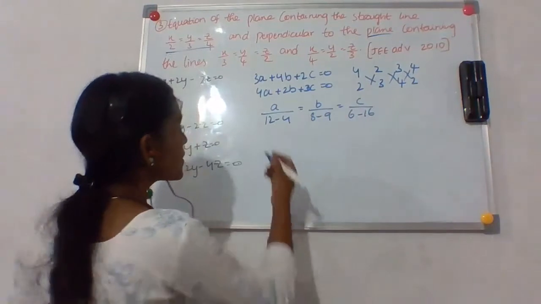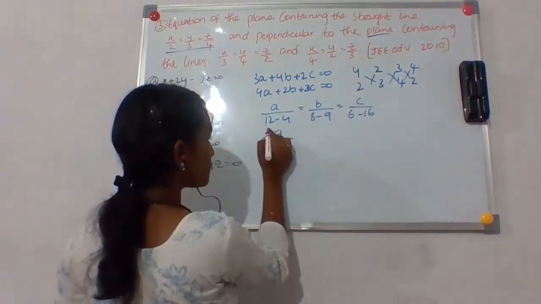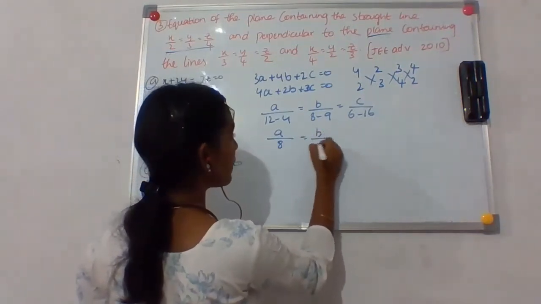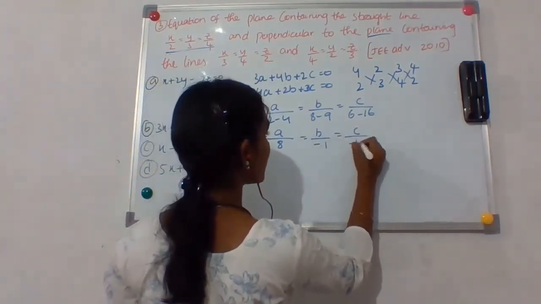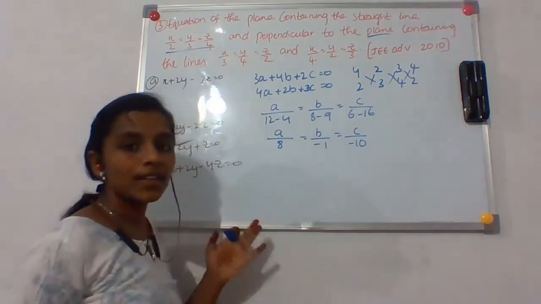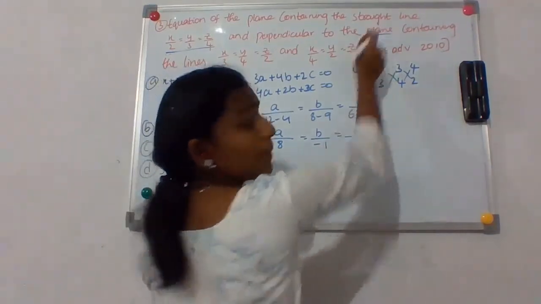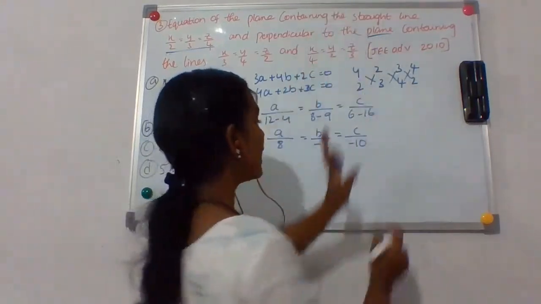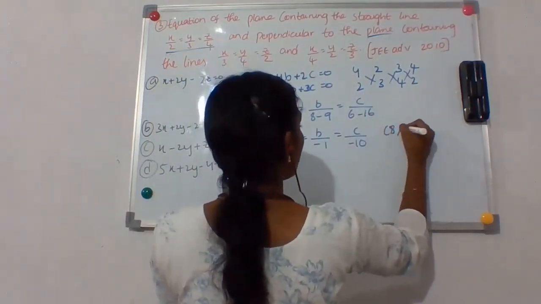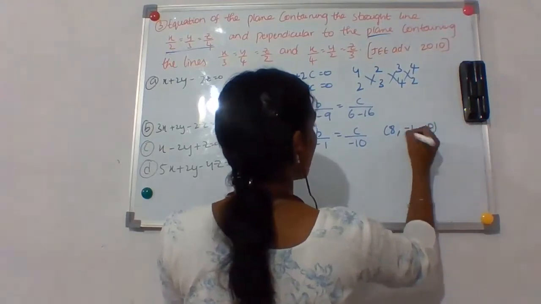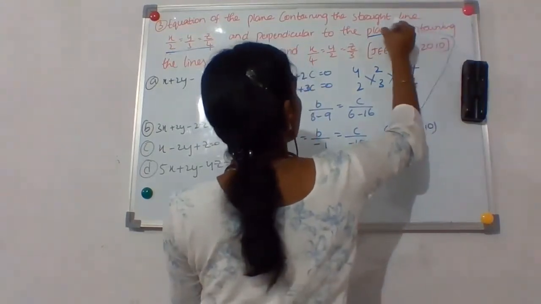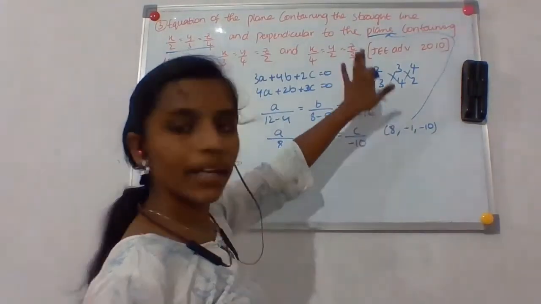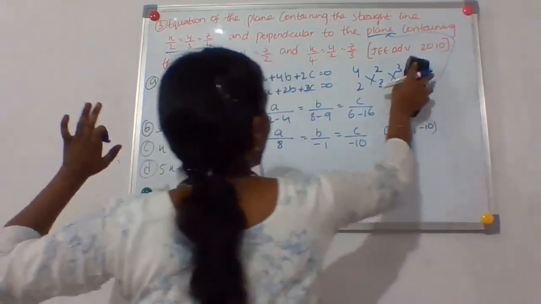Okay. So now I get A by 12 minus 4 is 8, that is equal to B by minus 1, that is equal to C by minus 10. Okay. So the DRs of this plane, not the required plane, of this plane which is perpendicular to the required plane, are 8 comma minus 1 comma minus 10. Okay. So I want only that. Remaining all I can erase off. Okay. I'll erase that.